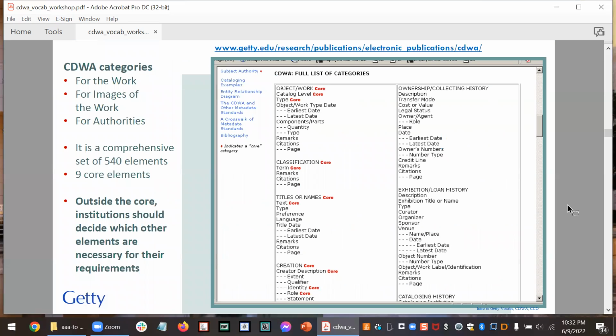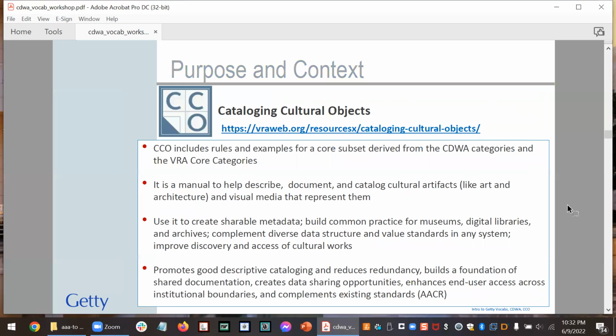Here's what CDWA looks like online, in this diagram, just a list of fields. It's quite comprehensive. There are 540 elements and 9 core elements. So outside of the core, CDWA would advise you to look at these elements, maybe get advice or use the elements here as necessary for what is required for your collection.